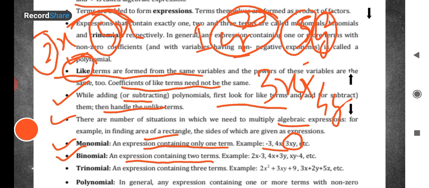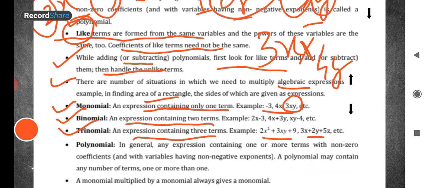Now binomial, an expression containing two terms. So 2x minus 3, 4x plus 3y and xy minus 4. These are binomials. Now trinomial, an expression containing three terms. An expression containing three terms is called a trinomial.